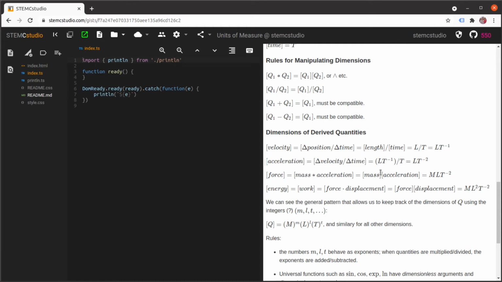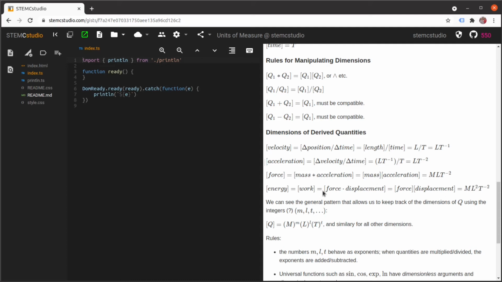Well, we don't really need to keep track of the capital M, capital L, capital T themselves. Those are just labels. What we're really interested in are these powers, m, l, t. So it's like capital M raised to the power of m, capital L raised to the power of l, capital T raised to the power of t, and similarly for the other dimensions. Those are the quantities that we really need to track.